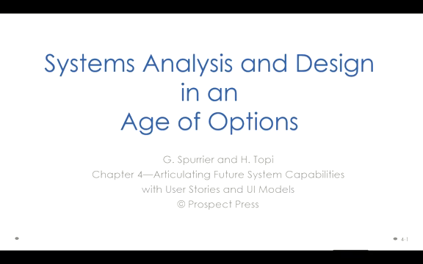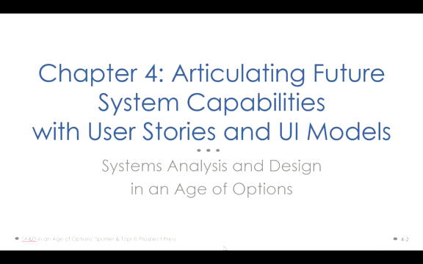This lecture is a summary of Chapter 4 from the Spurrier and Topi book. This chapter is about user stories and the user interface model. It is most important to the job that we are describing as a business analyst. Most likely, if you assume a job in the field of system analysis and design as an entry-level person, you will be doing this type of job.